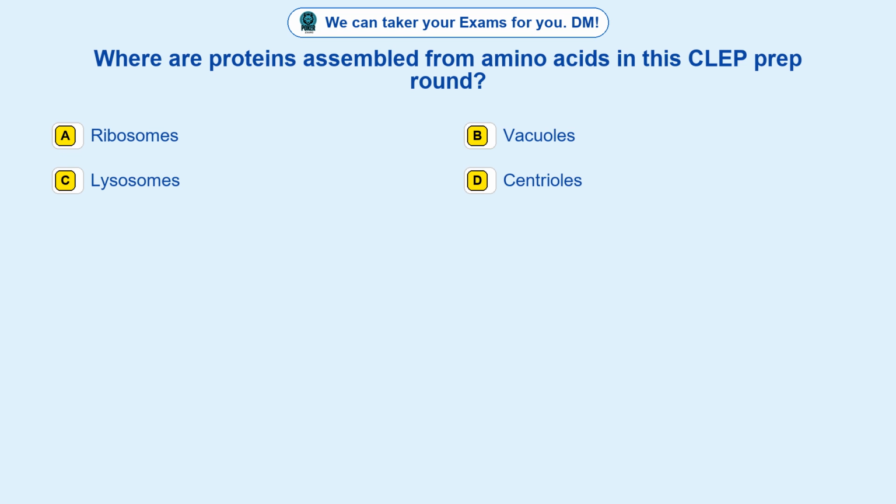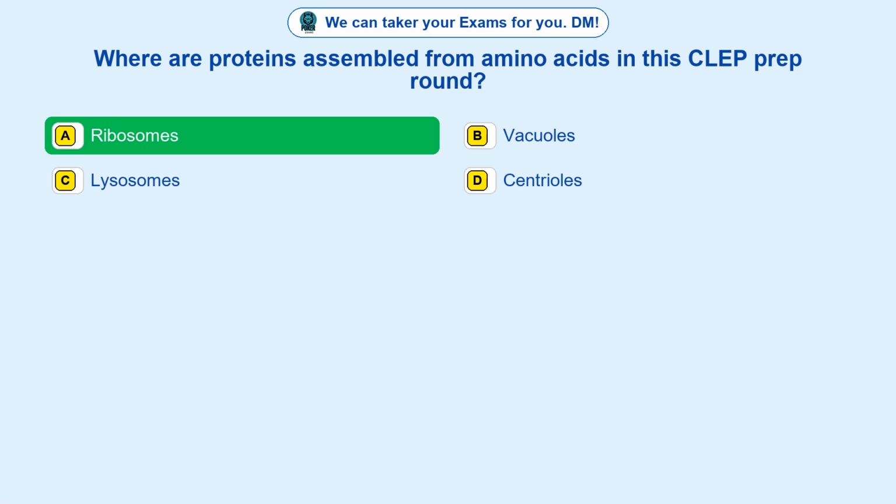Question 9. Where are proteins assembled from amino acids in the CLEP prep round? Option A, ribosomes. Option B, vacuoles. Option C, lysosomes. Option D, centrioles. The correct answer is option A. Ribosomes.